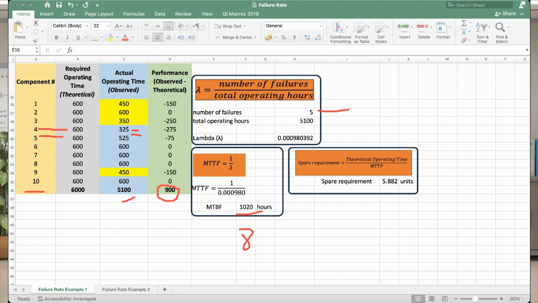It was 836 before, in the previous example. Now it is 1020. Our spare requirements decreased to 5 to 6, from 7 to 8 in the previous example.